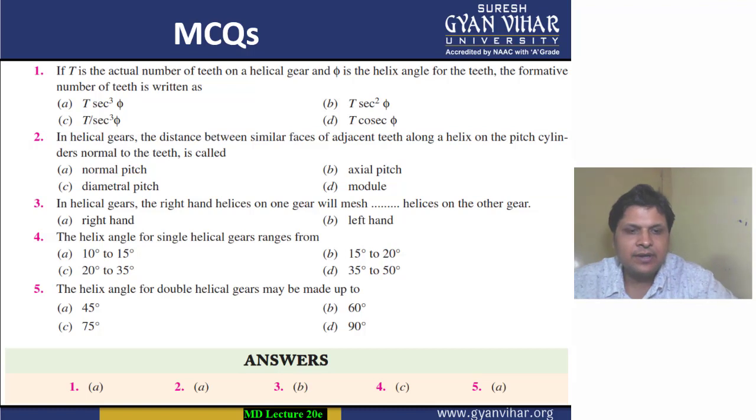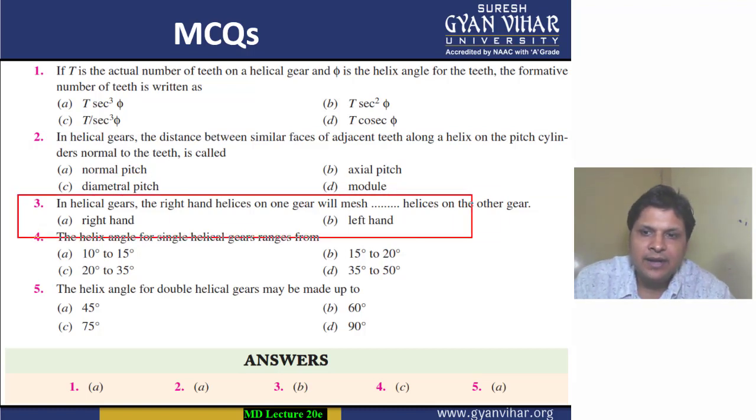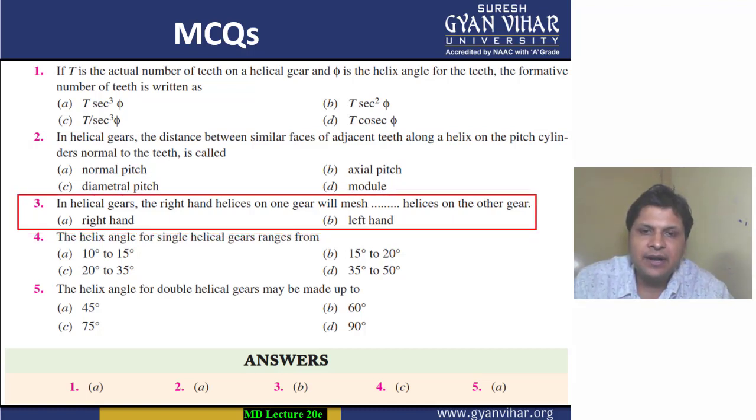Coming into the next multiple choice question. In helical gears, the right hand helix of one gear will mesh with. We all know that if helical gears are meshed with each other, then they should have the opposite sides of the helix. Means if one is the right hand, then the other will be of left hand. So in both the options which are given, B is the correct one. Left hand helix will be on the other gear if one of the gear is having the right hand helix.